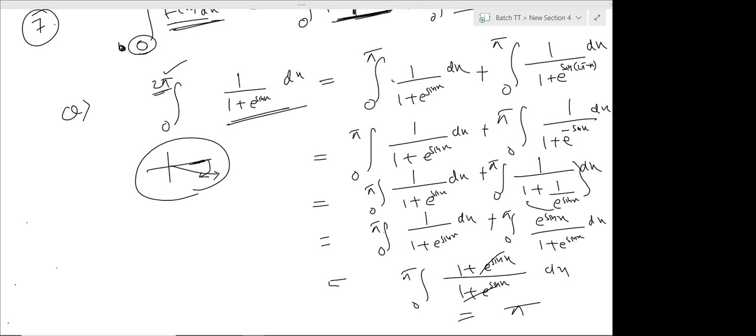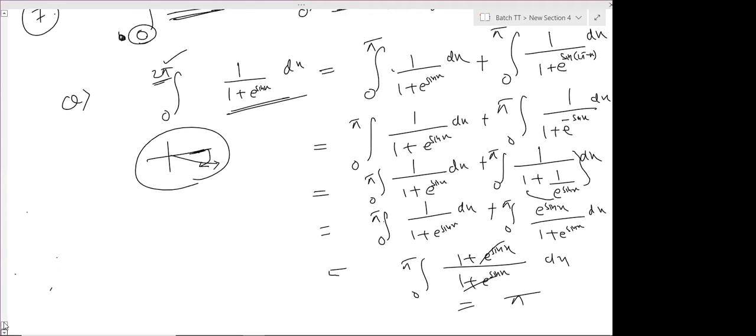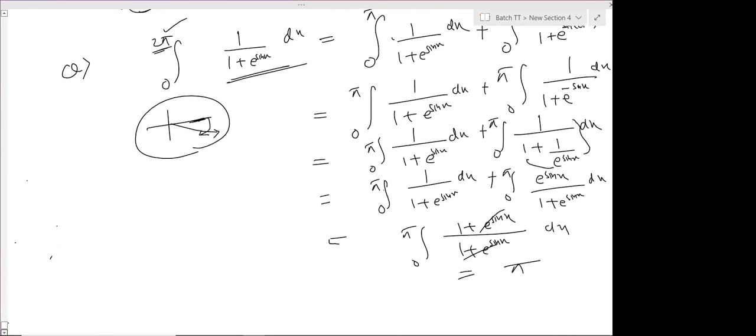Done, everyone? Next question. Just remember, divide the limit by 2, the upper limit by 2. You'll get the answer very easily. Solve it.